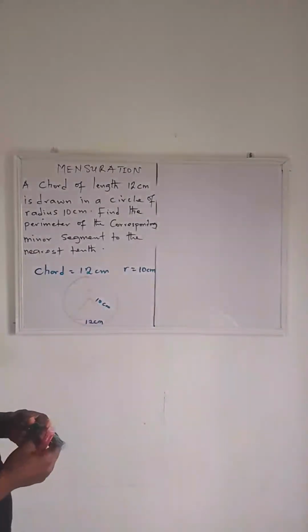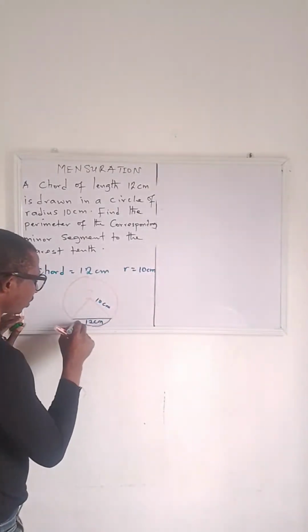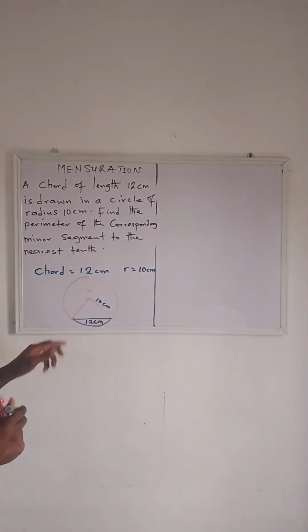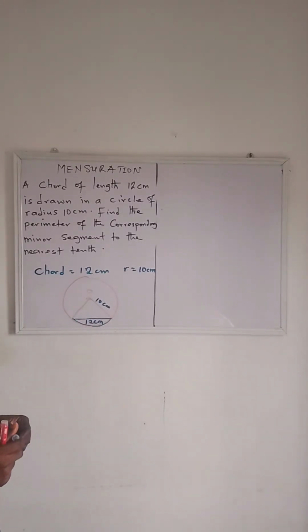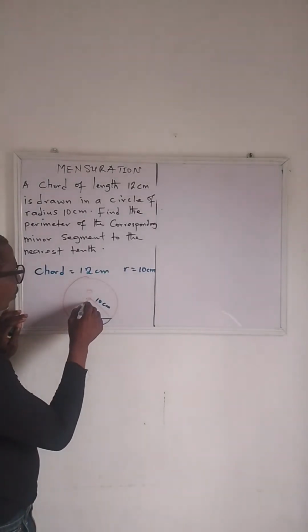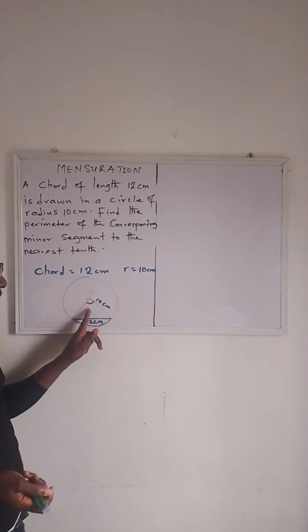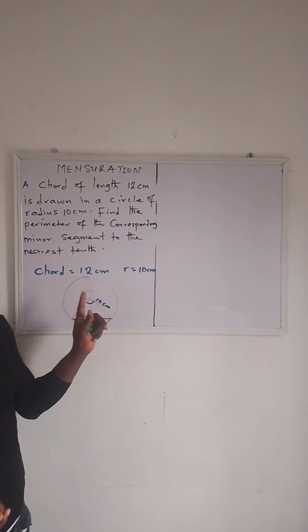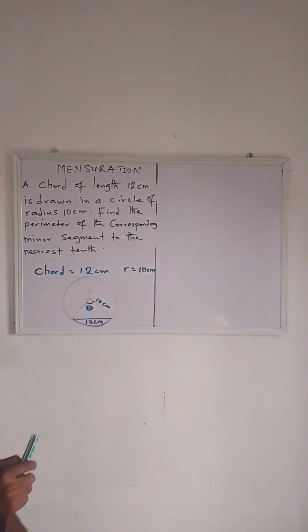So what do we want to get now? We want to get this perimeter here. That means we want to get the length of this chord plus the length of the arc. Now let's write the formula out. But we have an issue. We need an angle here, because if you don't know the angle here, it will be very difficult for us to find the length of the arc. So can we get this angle here?